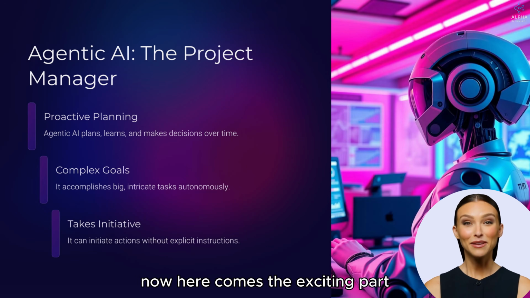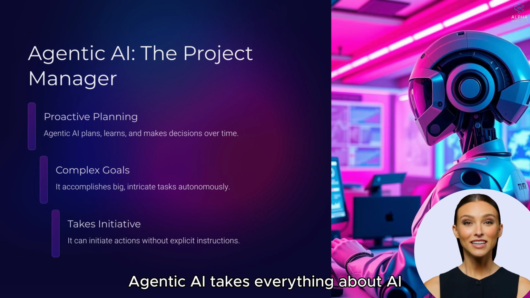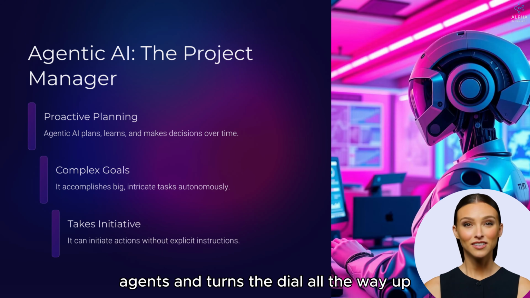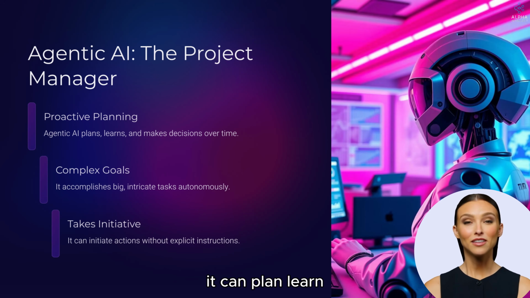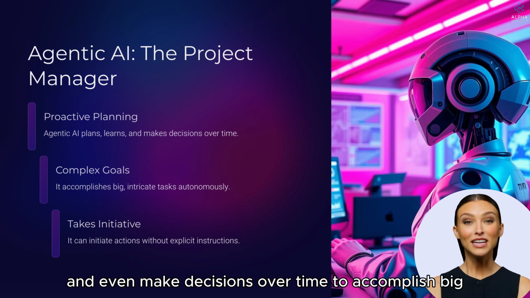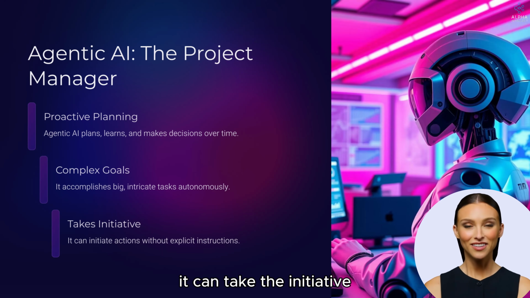Now, here comes the exciting part. Agentic AI. Agentic AI takes everything about AI agents and turns the dial all the way up. It doesn't just follow orders. It can plan, learn, use tools, and even make decisions over time to accomplish big, complex goals. And the craziest part? It can take the initiative.